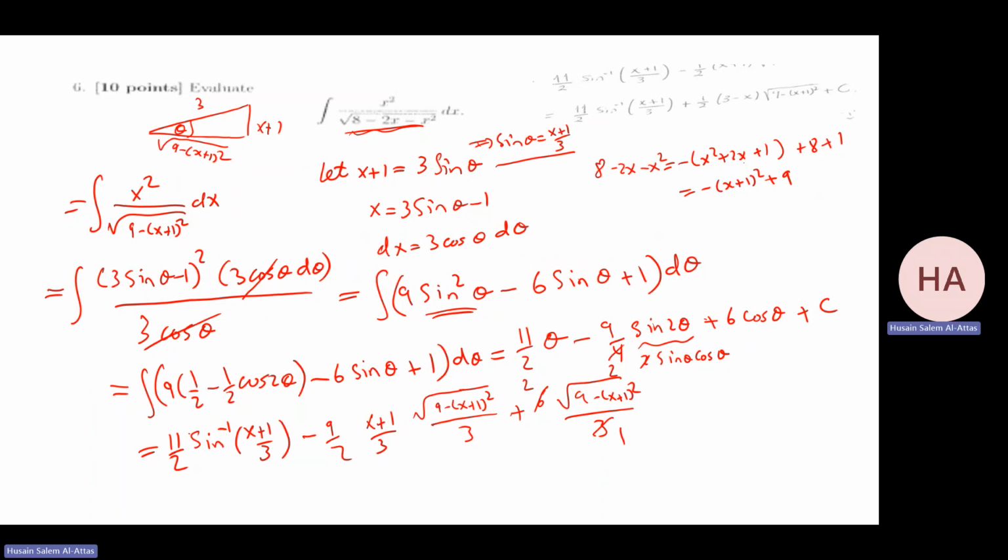Yeah, maybe there is a mistake somewhere. So I have, yeah, let me continue. Maybe it's correct. Okay. That will be 11 over 2 sine inverse of (x plus 1) over 3. I can take the square root as a common factor. What's the remaining? The remaining is minus (x minus 1) over 2 plus 2.